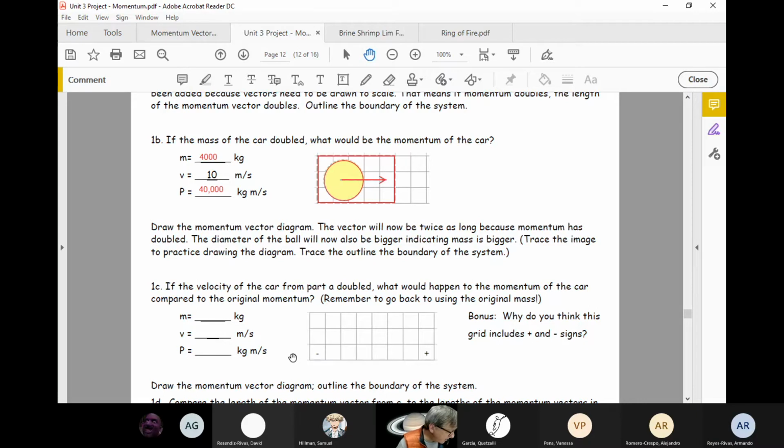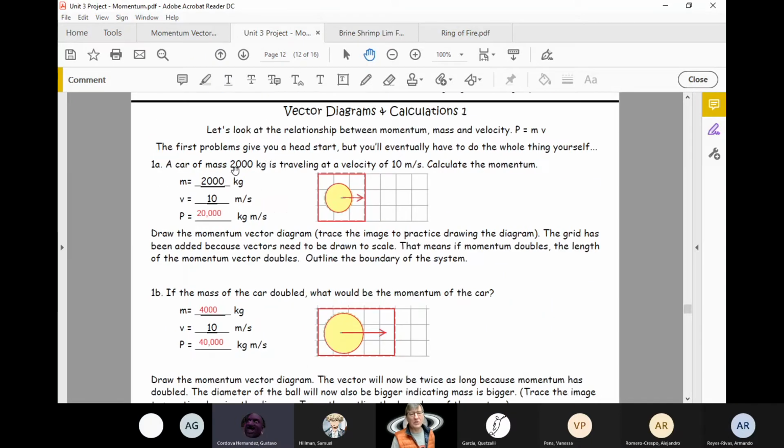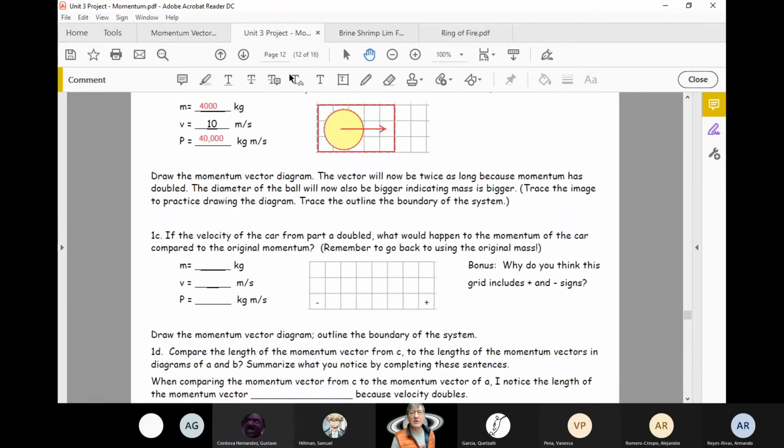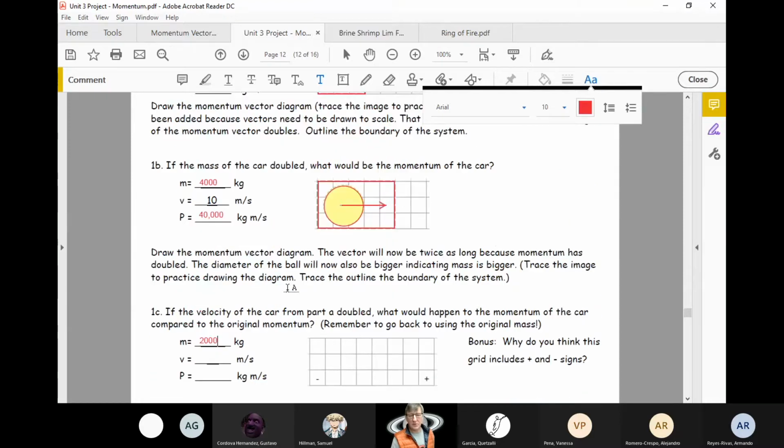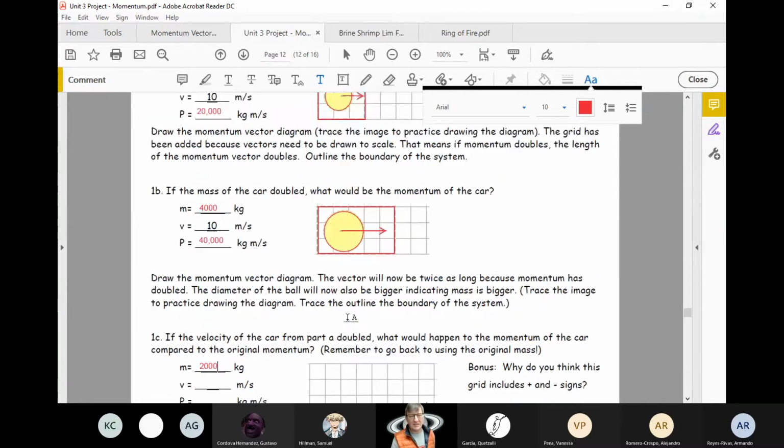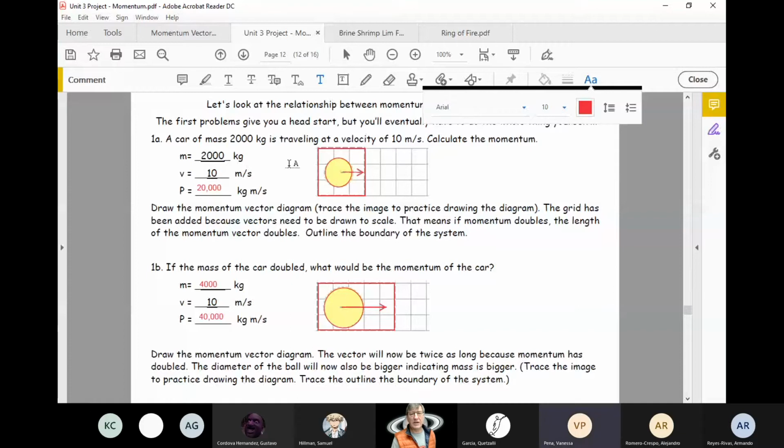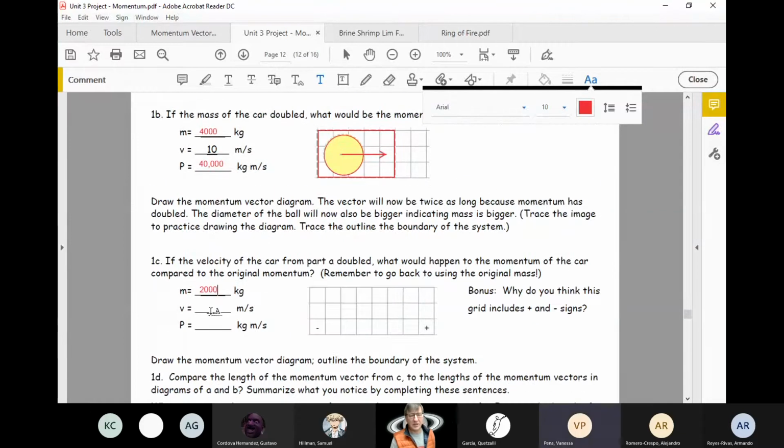So let's see. How about Gus, will you give me the mass of the car here? Okay. Would it be 2,000? Yeah, because we're going back to the original mass. Good job. Yep, that was a little detail that's not hard, but you do have to pay attention to it. Vanessa, what about velocity now? See, the velocity from part A doubled. Here's part A. So it would be this 20. That's correct. It's now 20 meters per second. Perfect.